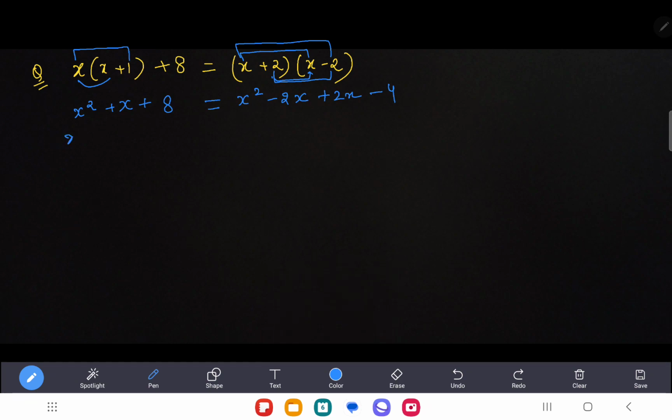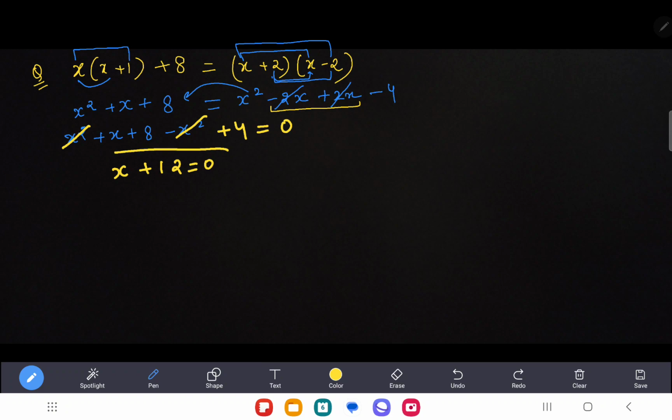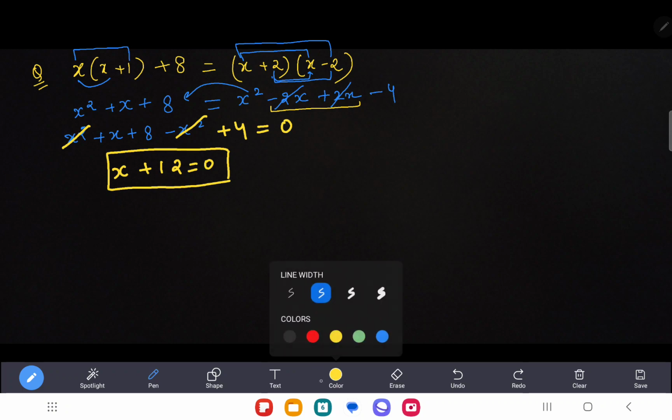So, what you get? Bring down everything on one side. So, x square plus x plus 8 minus x square. 2x and minus 2x cancels right here itself. So all I'm left with minus 4 and it comes here, and it is going to become plus 4 shall be 0. So I will have x square cancelling out x square, and I will have x plus 12 equals to 0. Are you understanding my point? You understand the point? So we have x plus 12 equals to 0.